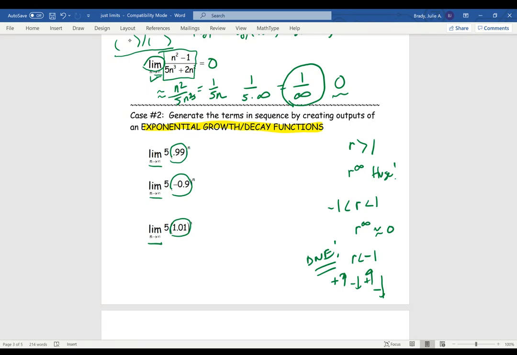Okay, so this ratio is between -1 and 1, so this is going to go to 0. The same thing here. And this ratio is bigger than 1, so this is going to get infinitely big. So this is going to plus infinity. And we're multiplying it by a 5, so that's even bigger. So we know this is going to plus infinity.